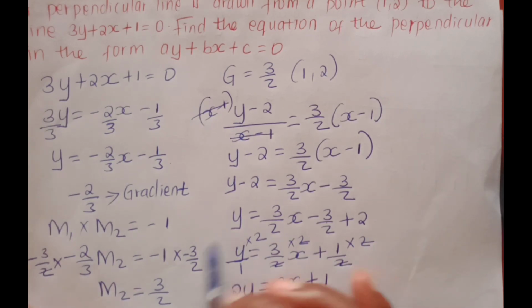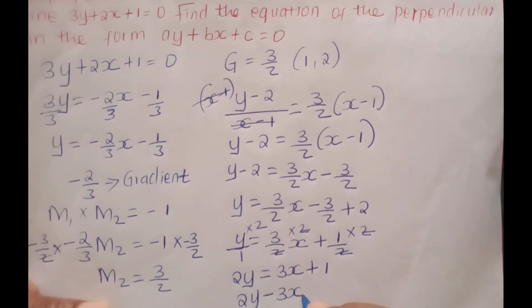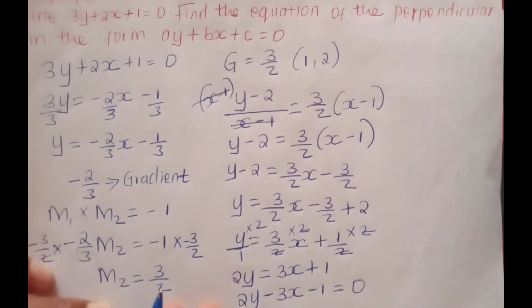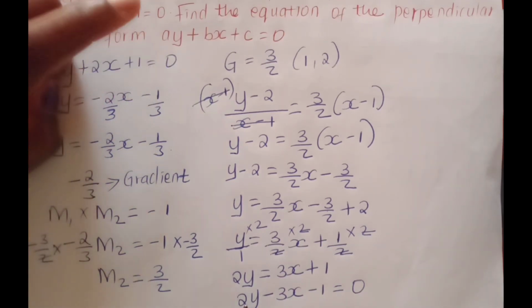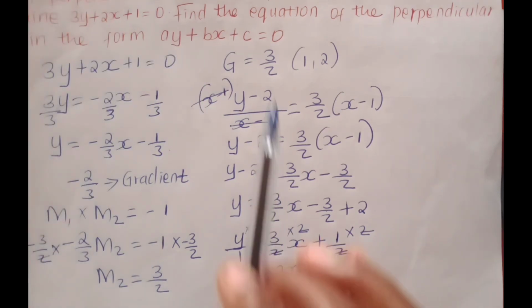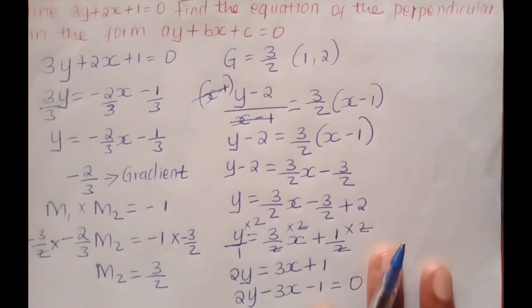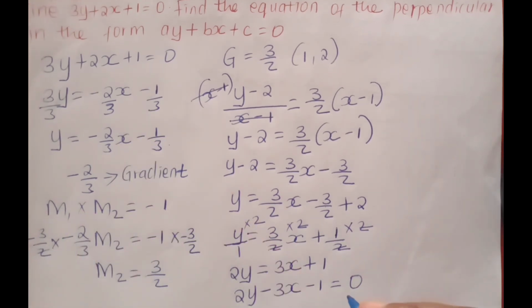So we take these ones on this side. So this will be 2y minus 3x minus 1 is equal to 0. So our ay is 2, our a is 2, then our b is negative 3, and our c is negative 1, learner. And now we have given the equation in this form.